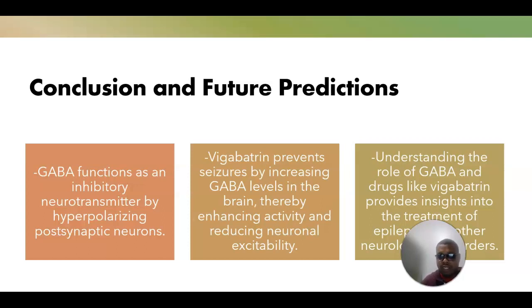So the brain activity is going to be regulated, and the excitability of neurons will be reduced as well, and it will not be much of an issue because it's going to be at ease. Now, there's no exact cure for seizures, but it could be managed. It could be managed, but you just got to be cautious. Throughout this presentation, we understood the role of GABA and drugs like Vigabatrin, which provides insight into the treatment of epilepsy and other neurological disorders.